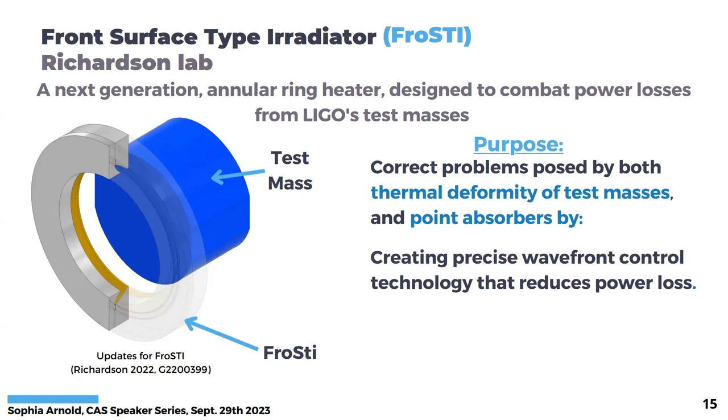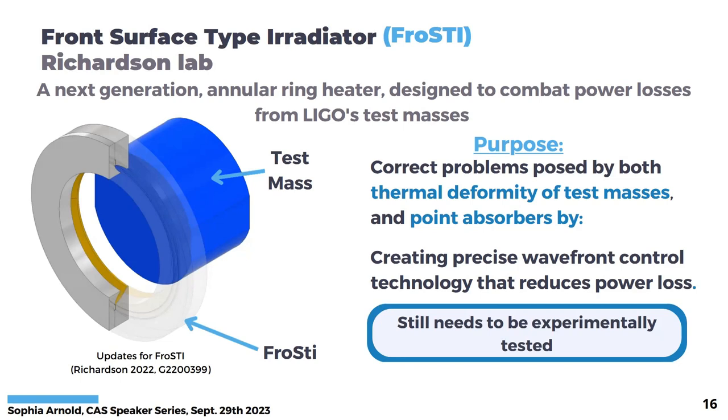Frosty. Front surface type irradiator. This is the solution that my lab over the summer came up with. It is a next generation annular ring heater that was designed to combat power losses from LIGO's test masses. So in Frosty, we are able to correct problems posed by both the thermal deformity of the test masses and the point absorbers by creating a precise wavefront control technology that reduces power loss. Effectively, you're able to pinpoint specific areas on the test mass, which is drawn in blue here, and only heat up those regions so that we're no longer just applying uniform heat, which is what the thermal compensation system does, and we're able to pinpoint exactly where we need to add some heat in order to even out the surface of this test mass.